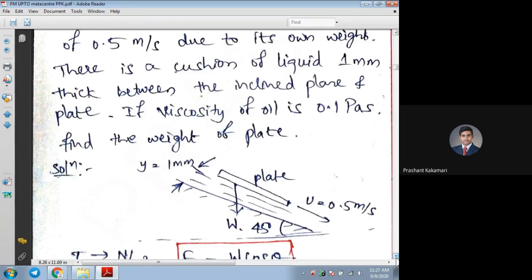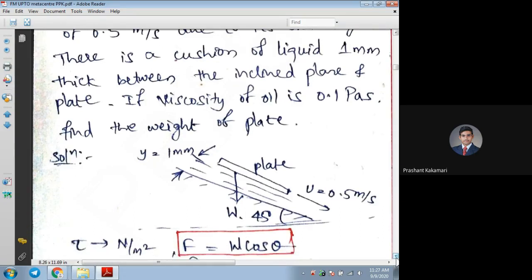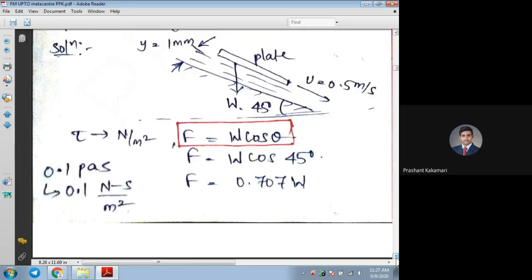Now, if you consider the weight of the plate, as they are asking, you find only the weight of the plate. Don't focus on all these parameters given. So if I want to find out the force by the plate, or the weight of the plate, that is acting downside, so that is shown there. One can find out the force by using this relation, because here we know the angle.